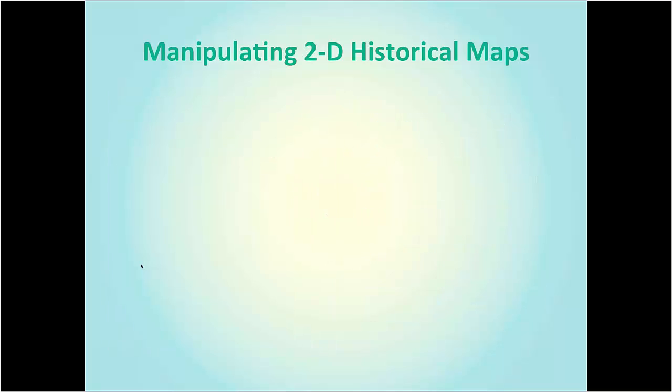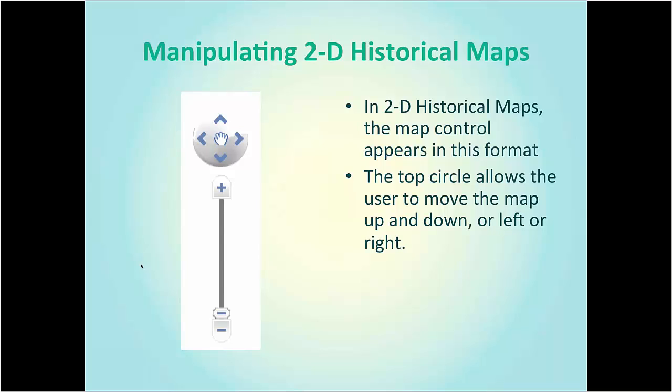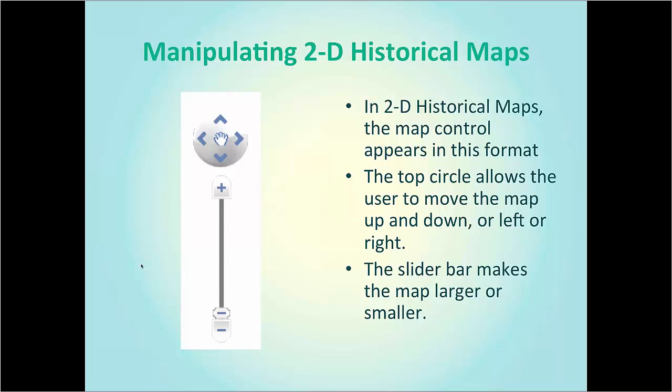So let's talk about how to manipulate the 2D historical maps next. Again, there's our map control, just what we saw with the regular 2D map. In the 2D historic map, the control appears in this format. The top circle allows the user to move the map up or down, left or right. The slider bar towards the bottom allows the user to make the map larger or smaller. So it's very similar to what we discussed a few moments ago with the 2D regular map, excuse me.